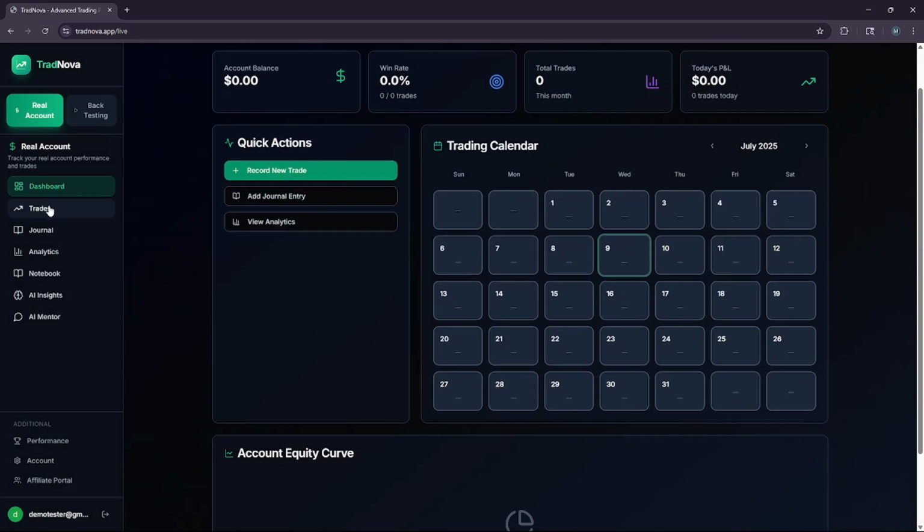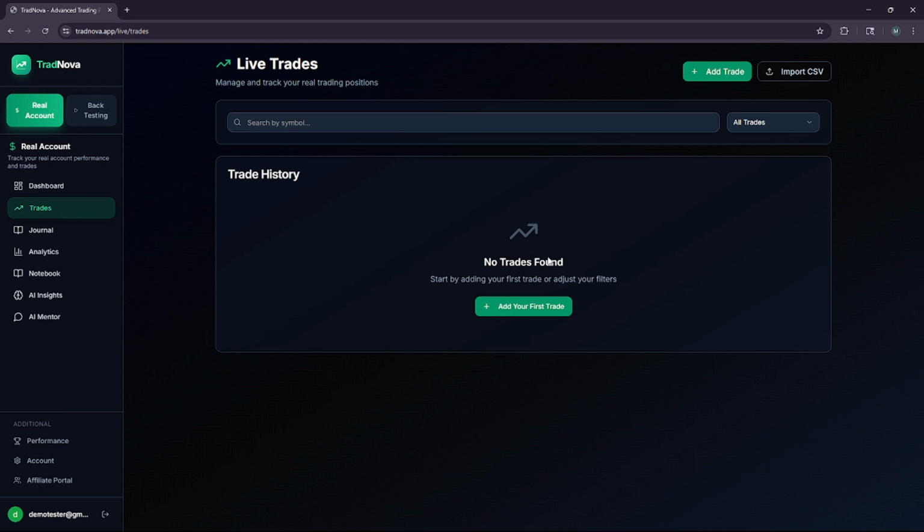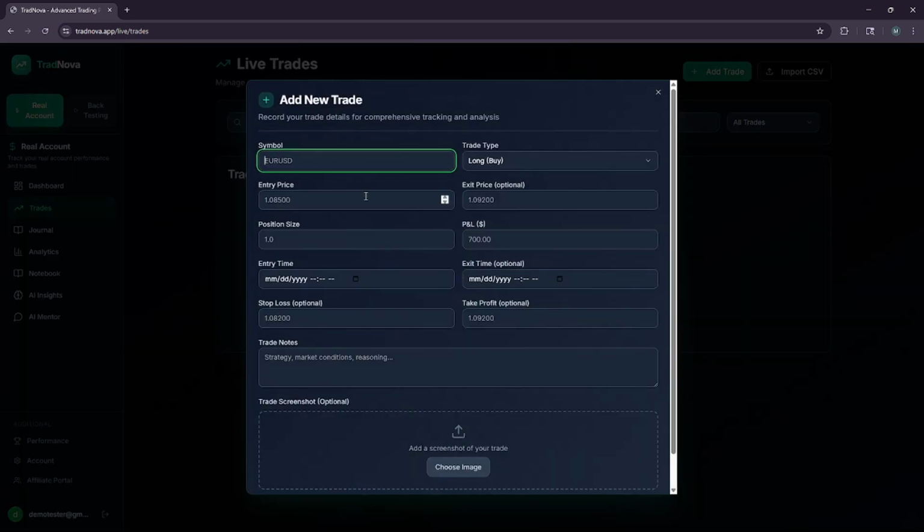Now your next thing you want is the trades. This is where you add your live trades. Now it doesn't matter if you trade forex, options, futures. We support all. You just have to enter the data. Now let's say you were a futures trader.